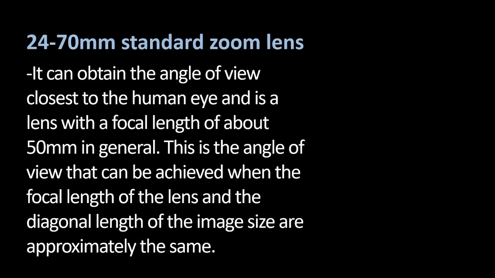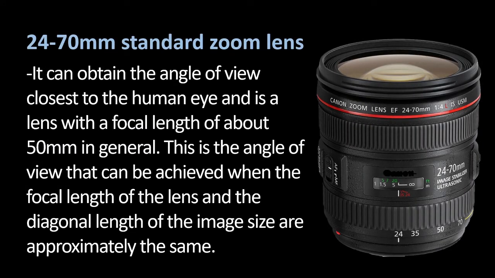24 to 70 mm standard zoom lens. It can obtain the angle of view closest to the human eye, and is a lens with a focal length of about 50 mm in general. This is the angle of view that can be achieved when the focal length of the lens and the diagonal length of the image size are approximately the same.